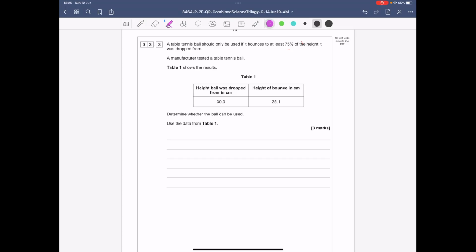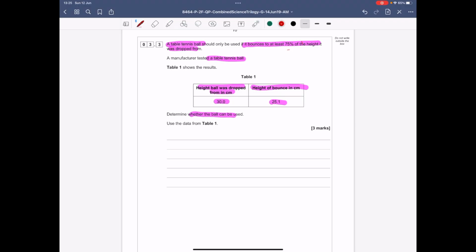Okay, so question 3.3 then. A table tennis ball should only be used if it bounces to at least 75% of the height it was dropped from. A manufacturer tested the table tennis ball, and it shows the results. The height it was dropped from in centimetres, okay, and you've got the height of the bounce of the ball in centimetres there. So it started off at 30 and it bounced to 25.1. Determine whether the ball can be used.